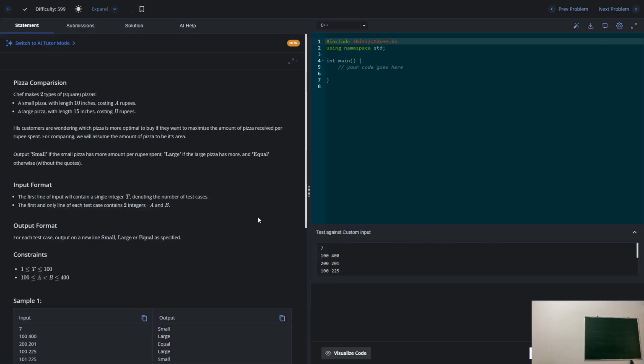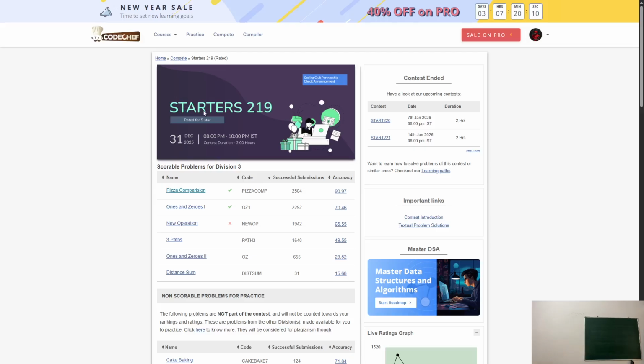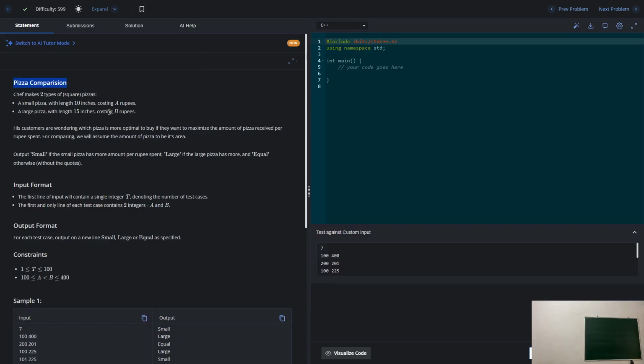Hello everyone, in this video I'll be explaining the problem Pizza Comparison, which was asked in Starters 219 of CodeChef contest. Chef makes two types of square pizzas: a small pizza with length 10 inches costing A rupees, and a large pizza with length 15 inches costing B rupees.